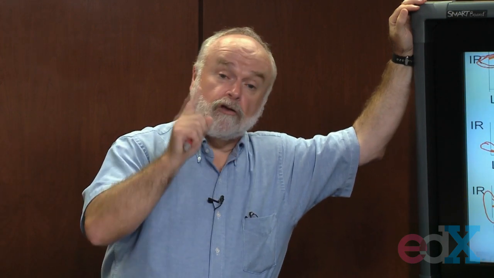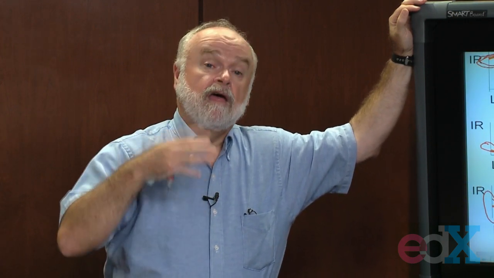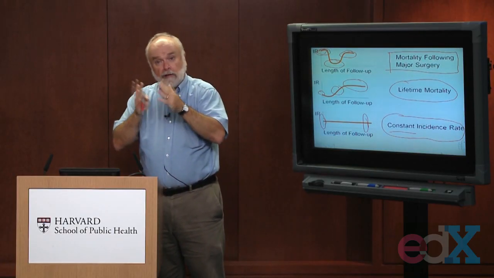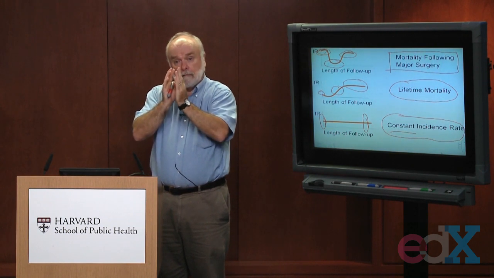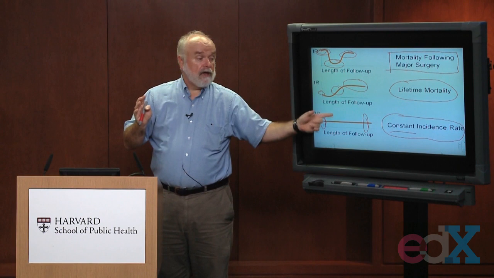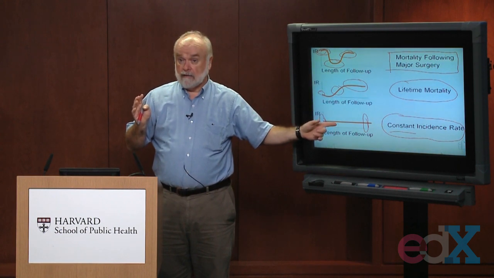And if someone else follows 1 person for 10 years, they observe 10 person years of follow-up. In which situations are those 10 person years of follow-up exchangeable? When doesn't it matter whether I'm following lots of people for a short period of time or few people for the long periods of time? It doesn't matter when you have a constant incidence rate.